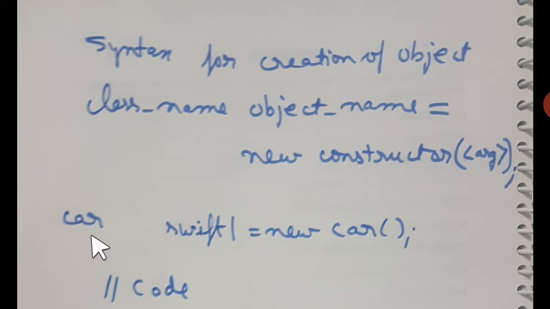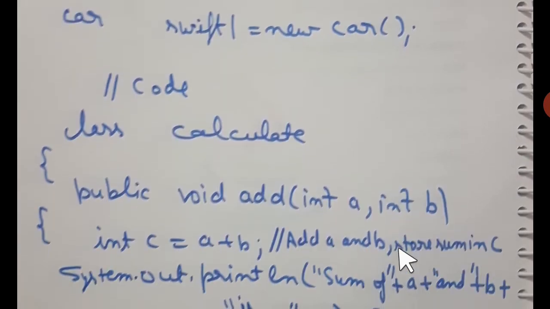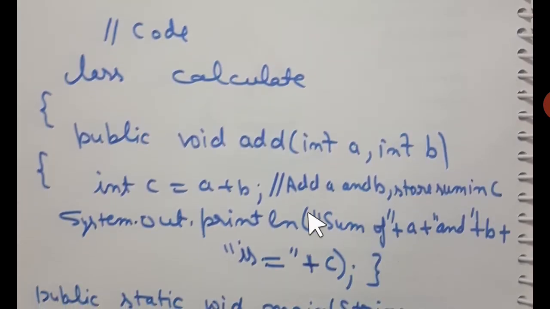If you have to create a car out of a class Car, suppose the name of the object I have kept is Swift1, equal to new, and then the name of the class, because the class name and the constructor name are always the same, and even the cases are the same, then parentheses and a semicolon. So anyways, students, now we come to this code. Here the class name I have kept is Calculate, pretty fine, because we are calculating what? The sum of two integers, so it's fine.